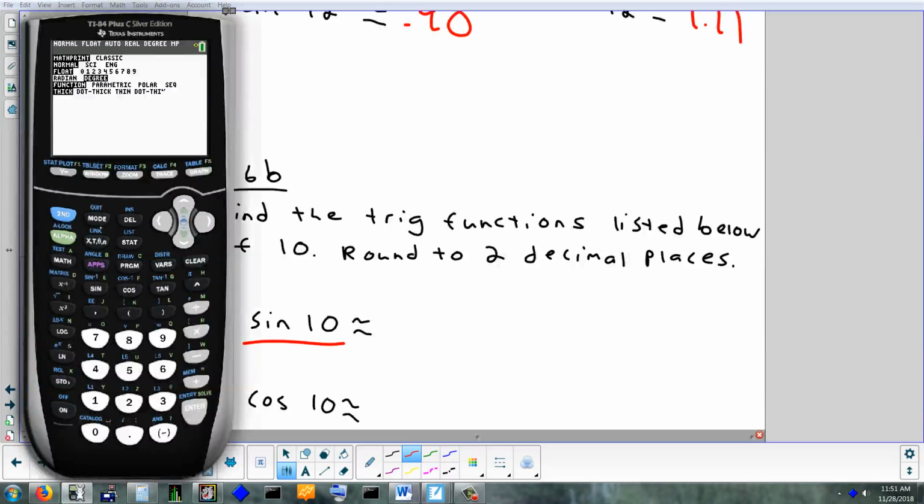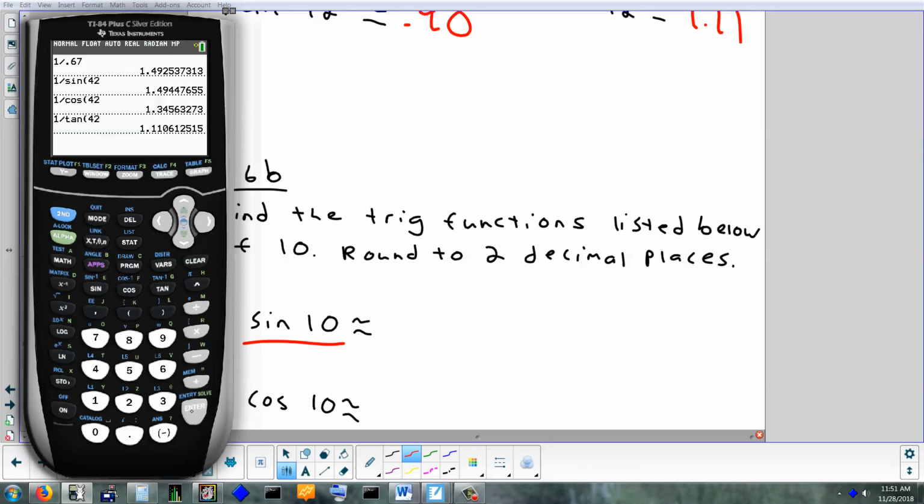So now I have two options. If I had a calculator that didn't do radians, I could change 10 radians to degrees by hand and then do it that way. Or since my calculator does radians, I'm going to change it and do it that way. It'll always tell you right at the top what mode you're in.